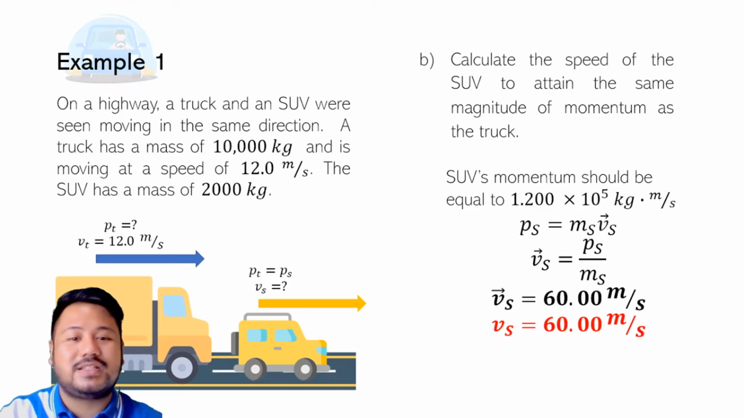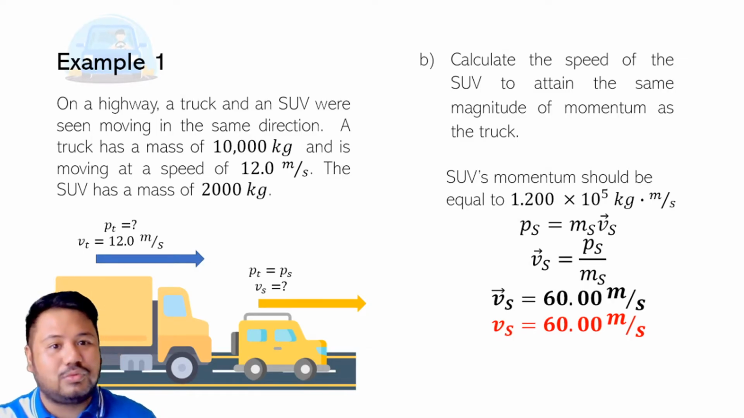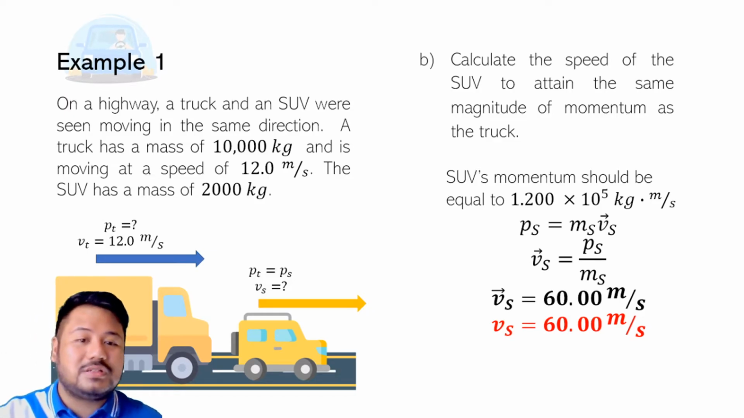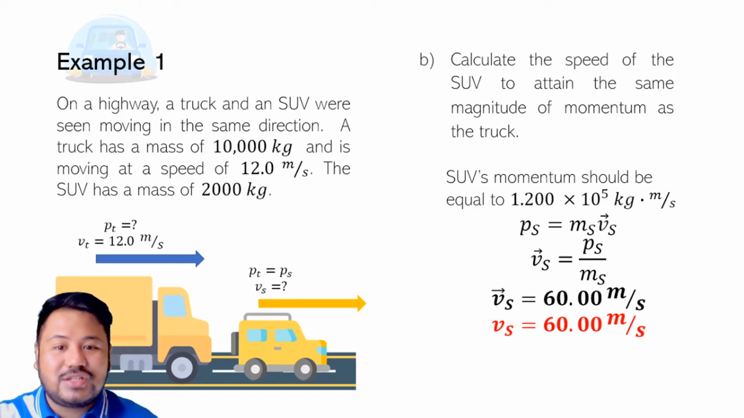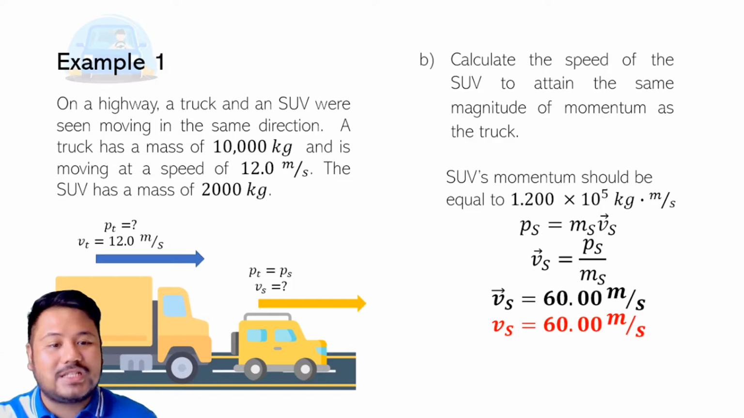Hence, we could have this equation. Ps is just equal to ms times Vs. Manipulating the equation to get the speed of the SUV, we could have Vs is equal to Ps over ms. And we could get the speed that is 60.00 meters per second. The SUV must have a speed of 60 meters per second for the magnitude of its momentum to be the same as the truck.